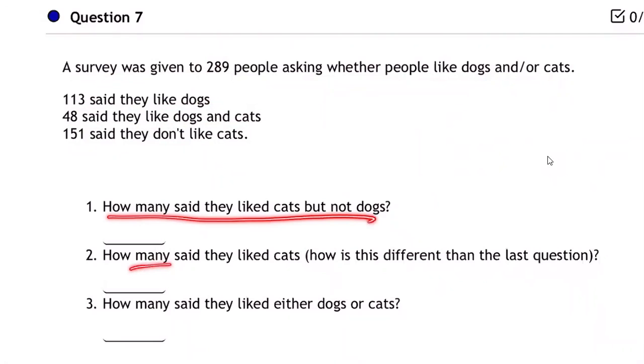How many said they like cats? How is that different than the last question? How many said they liked either dogs or cats? How are we going to answer these questions? Any ideas? How can we find out how many say they like cats but not dogs? What can I do with these numbers?